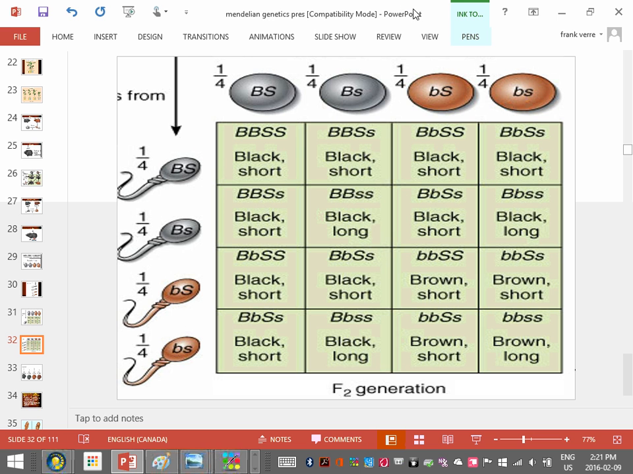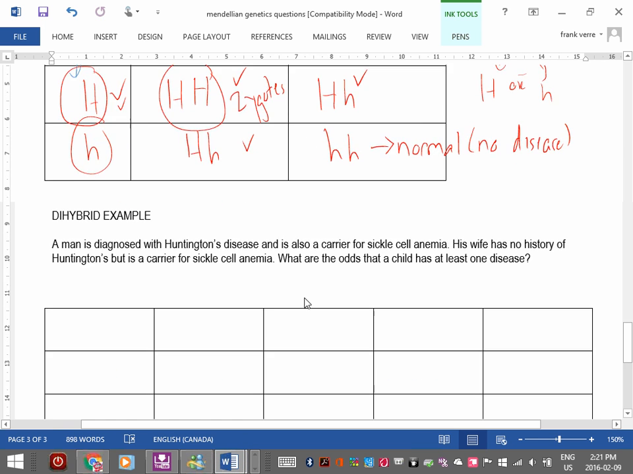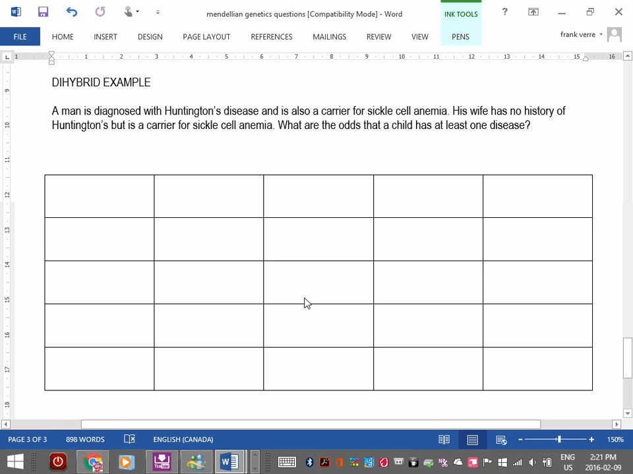Let's do one together. Okay? So I have an example here. I know you guys were dying for one. We're going to look at this example here, okay? We have a man who has Huntington's disease and is also a carrier for sickle cell. Okay? So remember, Huntington's is going to be the big H, right? Big H.